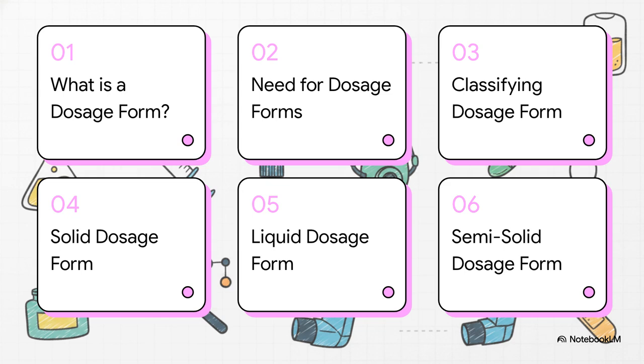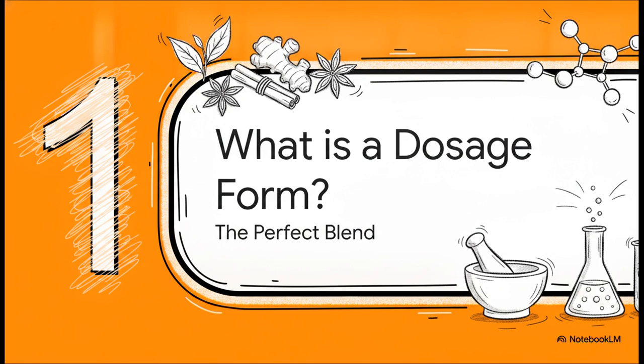Today we are going to clear up these 6 things. Section 1. What is a dosage form? Section 2. The need for dosage forms. Section 3. Classifying dosage forms. Section 4. Solid dosage forms. Section 5. Liquid dosage forms. And wrapping up with Section 6. Semi-solid dosage forms. It's a highly structured roadmap, so you'll know exactly where we are, every step of the way. All right, let's jump straight in.